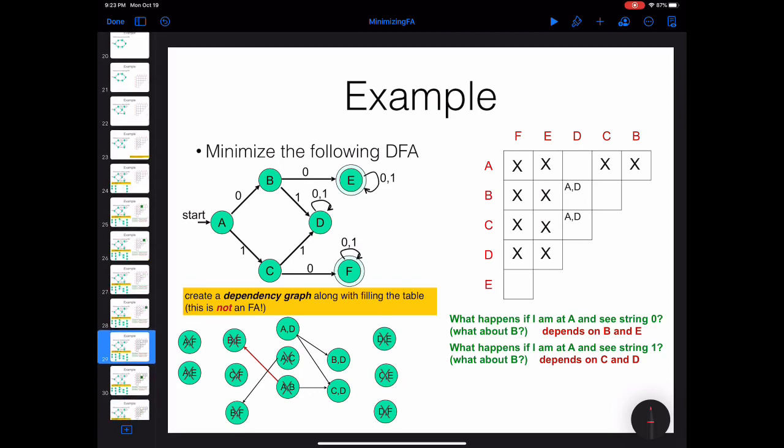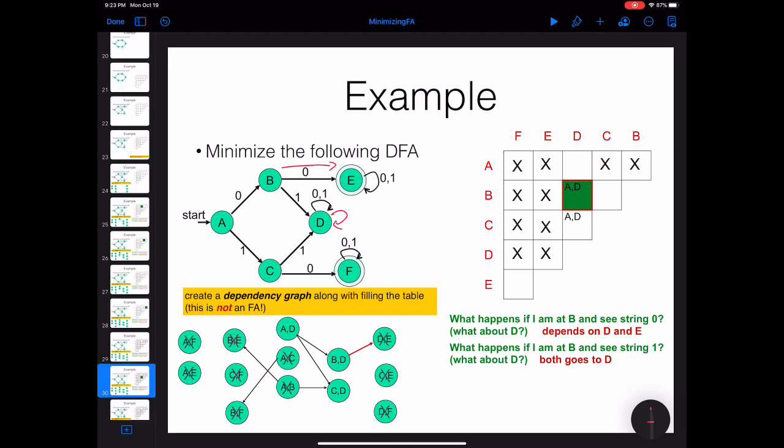The next cell to check is going to be B and D. So this is the cell that I'm checking, and you can see that I already know one dependency over that. If I learn about B and D, I can also update the corresponding cell for A and D as well. But let's just check B and D first. So from B over 0, I am going to E. From D over 0, you are going to stay at D, right?